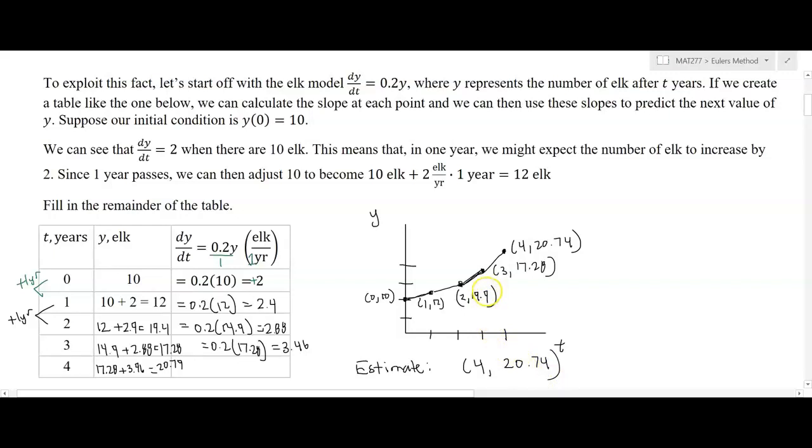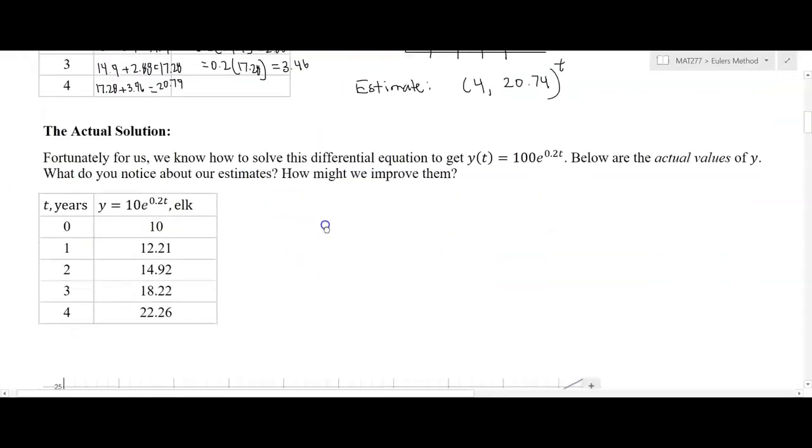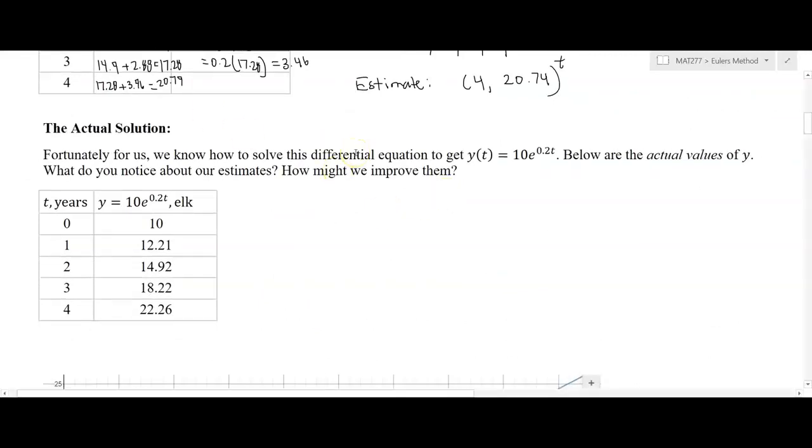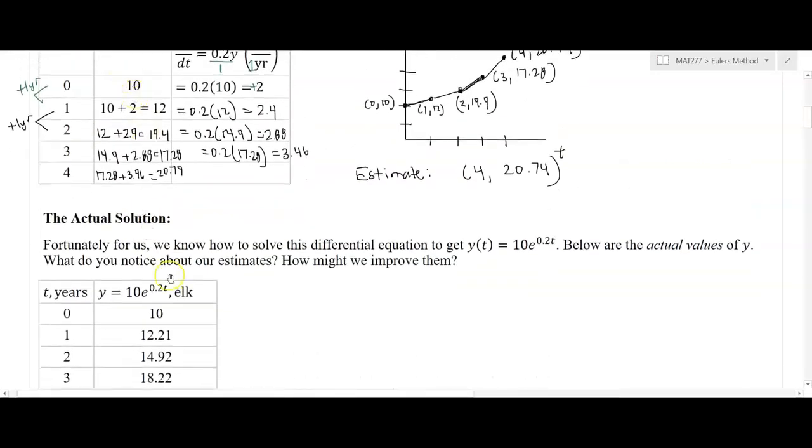Now, how good of an estimate is that? We don't know right off the bat, but fortunately for us, we know that this is a separable differential equation, and we can go about solving that. So the actual solution that we'll get is 10e to the 0.2t. So you can go ahead and try to do the separation of variables on that, see that that's what you get. And below are the actual values of y. So the thing that we notice about our estimates is that, first of all, here initially, if we compare time 0, those are the same, because that's a given, so that's not anything we're estimating. At time 1, we estimated 12 elk, but in actuality there were 12.21.